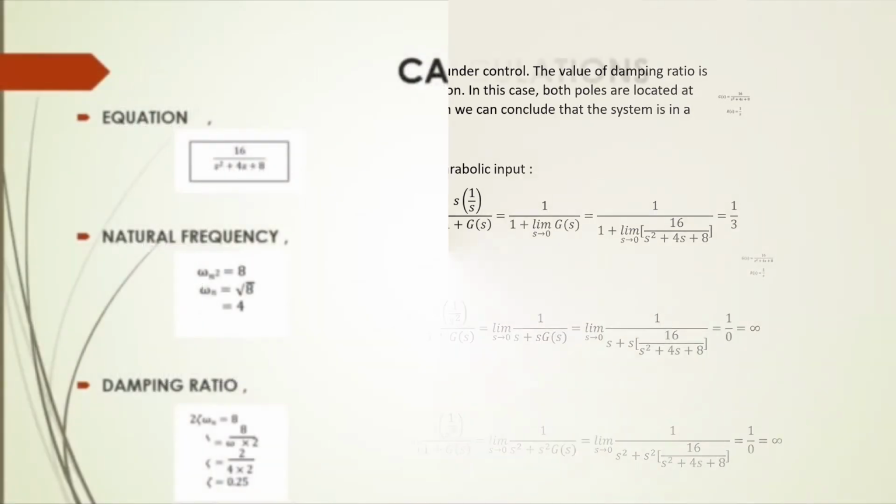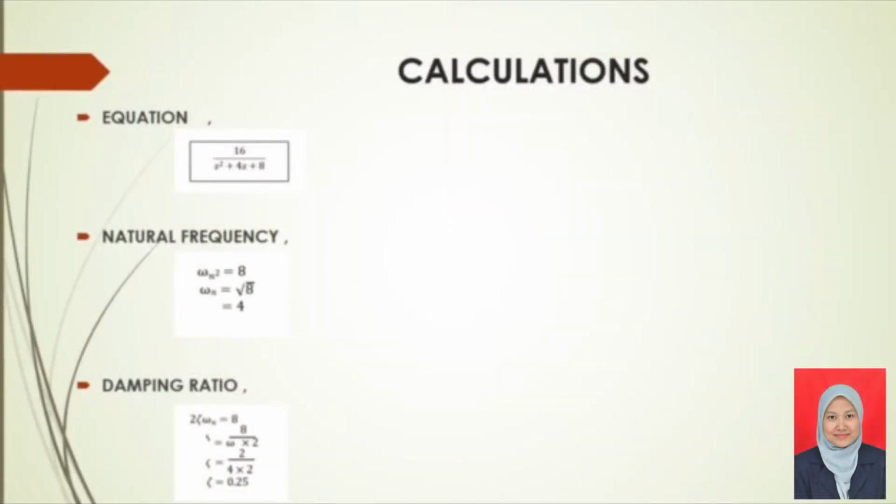Now, I will explain how to calculate the system response graph. Firstly, the equation for the system is 16 over s power of 2 plus 4s plus 8. Then we calculate the natural frequency, where omega n power of 2 equals 8. Then omega n is equal to 4. After that, we find the damping ratio, where 2 zeta omega n equals 8. Then we calculate the value of damping ratio, or zeta, which is equal to 0.25.